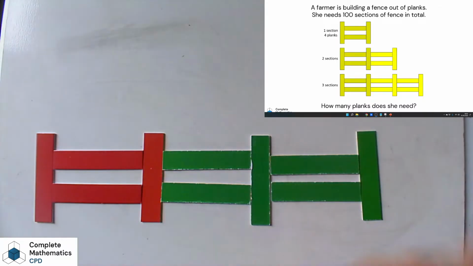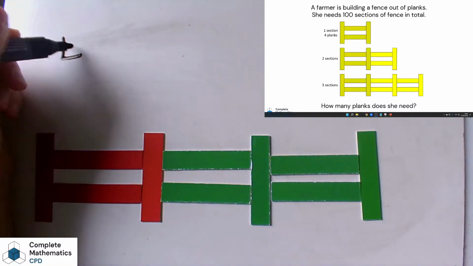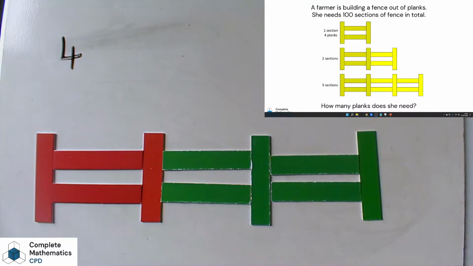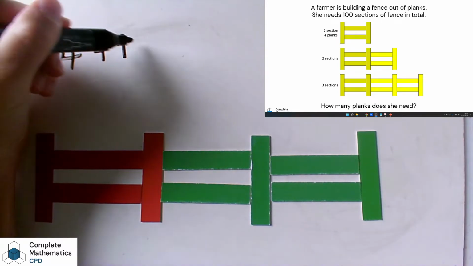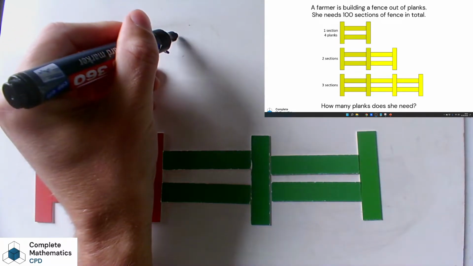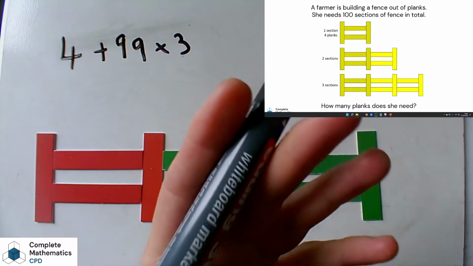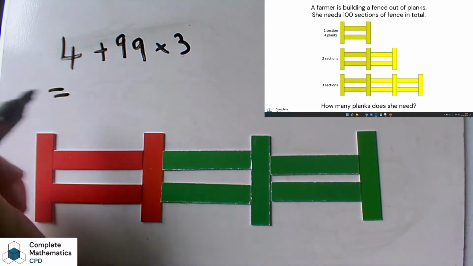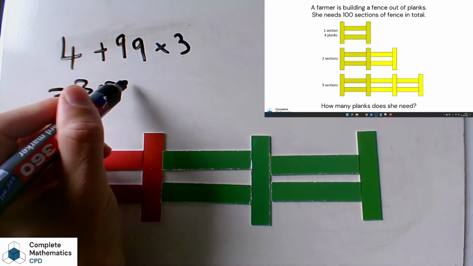Now, this was enough for a lot of pupils to realise how we're going to work out 100 sections of fence. So the first section requires 4 planks, and then we need another 99 sections of fence, and each of those sections will require 3 planks. So this calculation here will give us the total number of planks for 100 sections, which turns out to be 301.